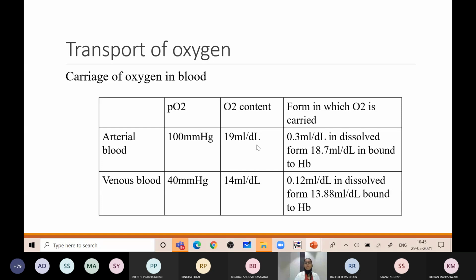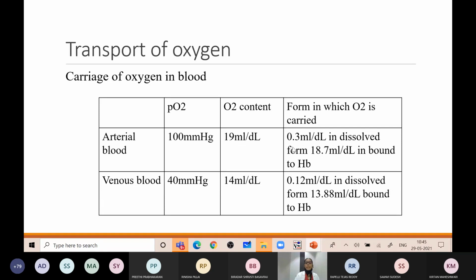Oxygen content is around 19 ml per dl, that is 100 ml of blood. Form in which oxygen is carried: 0.3 ml per dl is carried in a dissolved form, that is dissolved in the plasma, and out of this 19 ml, 18.7 ml per dl is bound to hemoglobin. That is 97% is bound to hemoglobin and 2% is in a dissolved state. That's what I told you.